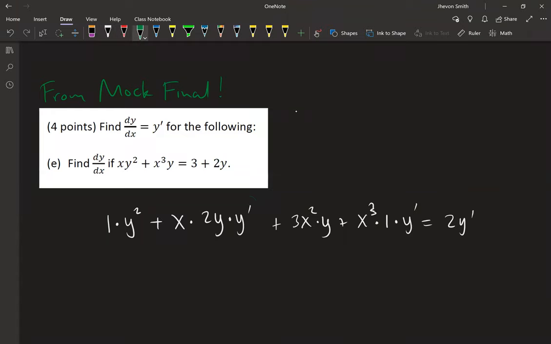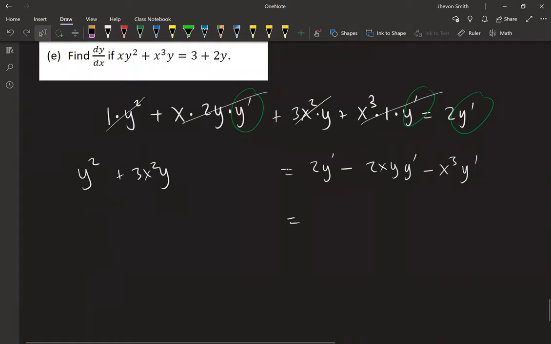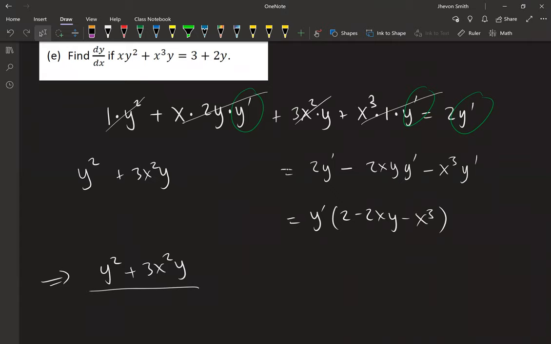And so now you just go through and you solve for this. At this point, all the calculus is done. It's now just an algebra problem. So I'm going to group all the y primes and the y. Over here, I have a 2y prime. And I could minus this 2xy y prime. And I could minus this minus x cubed y prime. What's left over here is the y squared, which is that guy, and plus the 3x squared y, which is that guy. Now you'll notice here, I could factor out a common y prime. So then I would get y squared plus 3x squared y all over that thing, 2 minus 2xy minus x cubed equals y prime.